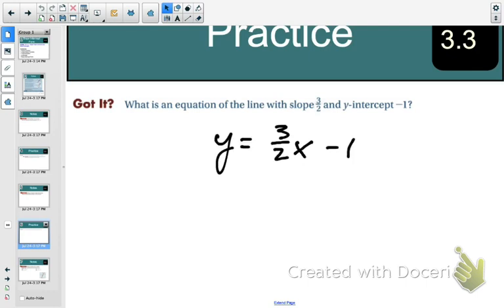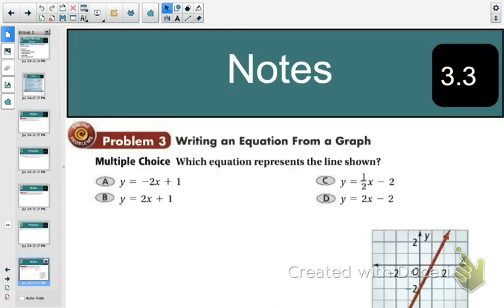All right, so again, your slope goes here with the x, so 3/2. Minus 1 is the y-intercept, so y equals 3/2 x minus 1 should be your solution.